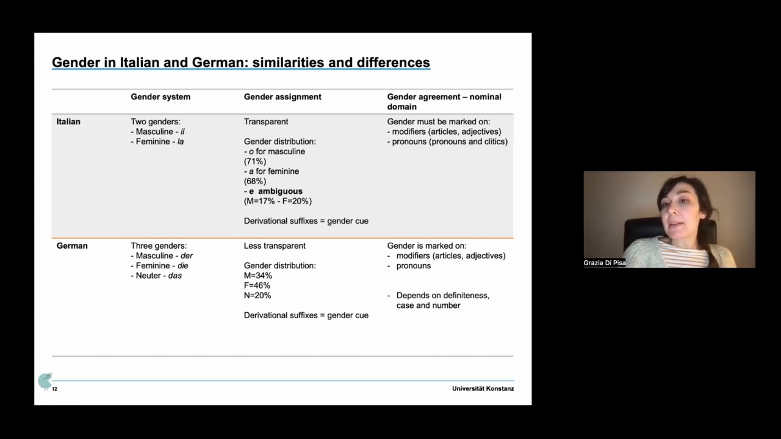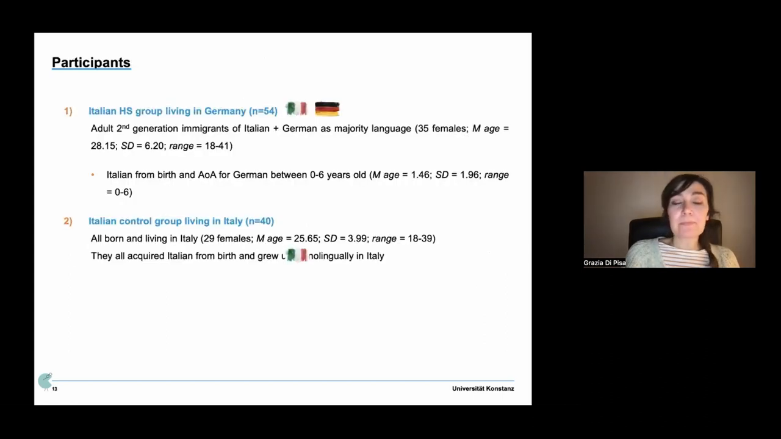Regarding agreement rules in the nominal domain, gender in Italian must be marked on the modifiers, so articles and adjectives, and also on pronouns and clitics. In German, gender must also be marked on modifiers, articles, adjectives, and pronouns. However, it's much more complex because it also depends on the definiteness of the article, on the case, and on the number. So it's much more complex with respect to the Italian gender system.